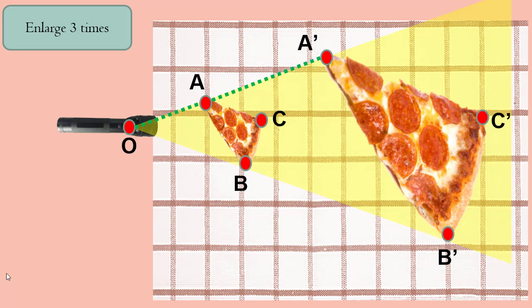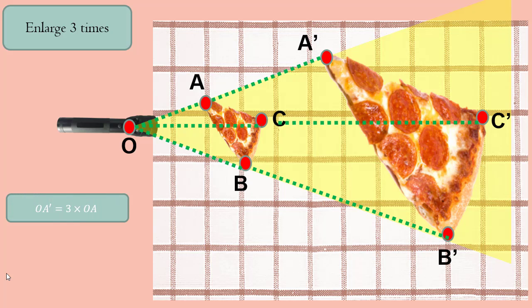And then it's also the same to find OB', to find the length of OB'. So we have to multiply OB times 3 because I resized my pizza 3 times. And it will be the same with OC'. We have to multiply OC by 3 to get OC'.